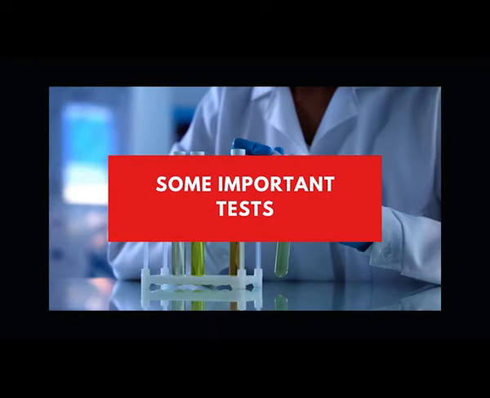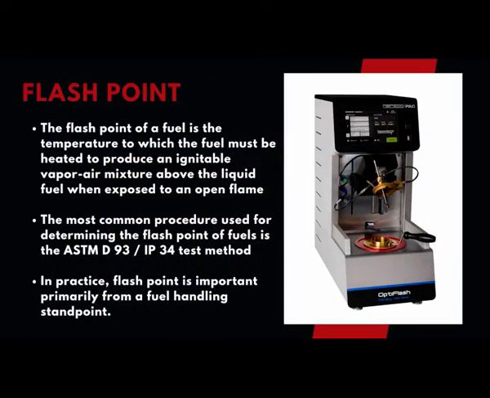What are the different kinds of tests that are performed in a quality control lab inside a refinery? The very first one is the flash point. The flash point of a fuel is the temperature to which the fuel must be heated to produce an ignitable vapor-air mixture above the liquid fuel when exposed to an open flame. Primarily, this is the temperature at which the vapor and air mixture is going to create a flame.